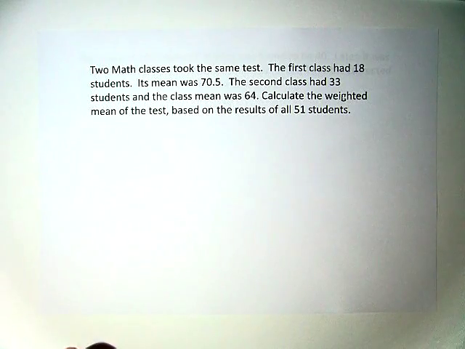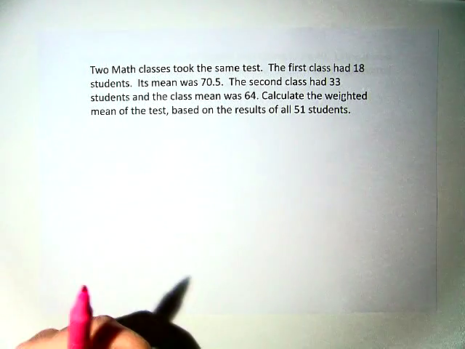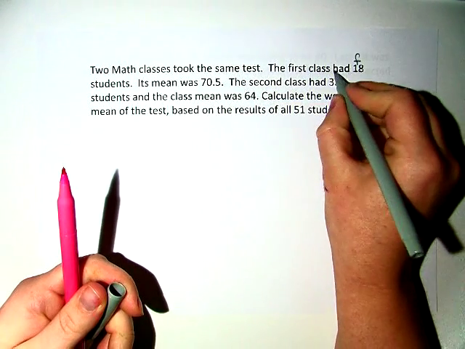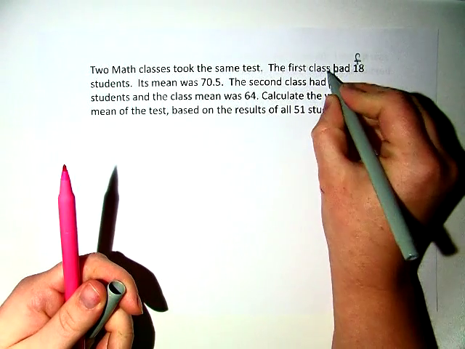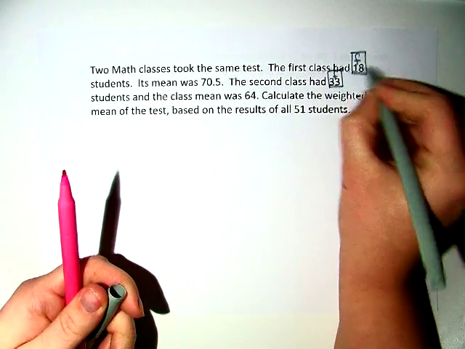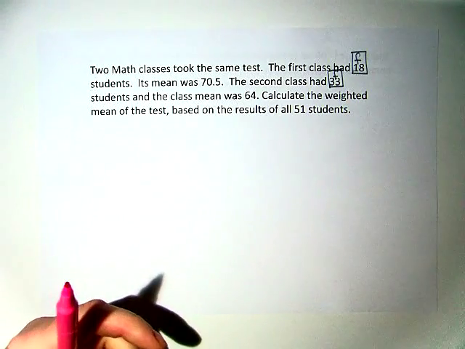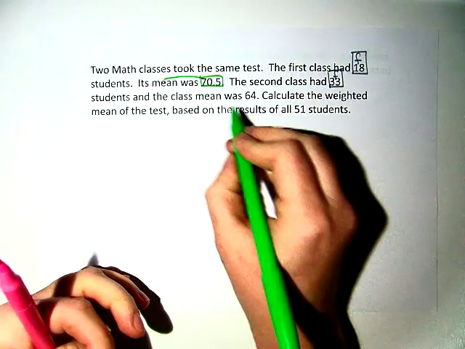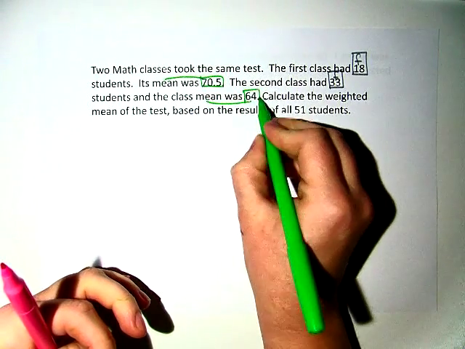Okay, well, you've got 2 different things going on. You have the frequency. The frequency is whenever you deal with numbers of something. And then you have the actual data. The mean was 70.5. The mean was 64.